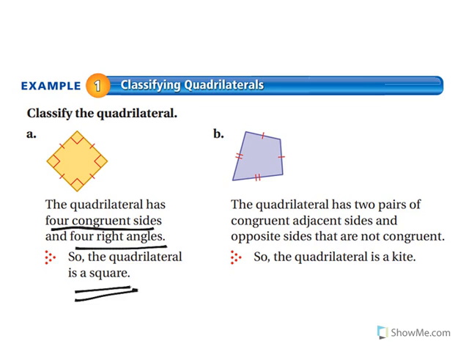Now our next one, the two adjacent sides are going to be congruent with each other, and there you can see there are no parallel sides, so therefore this must be a kite. Again, it has two pairs of congruent adjacent sides, and opposite sides are not congruent, so again, it is a kite.